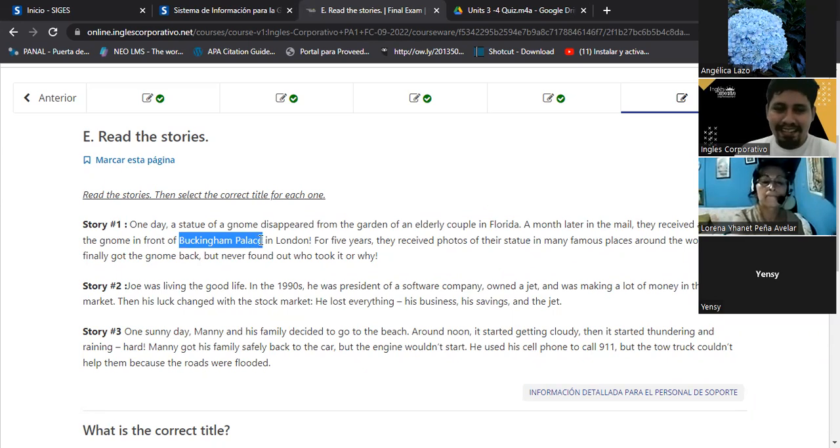You know what that is, right? Buckingham Palace? Yes, in London. You can look at that place there, Buckingham Palace, okay? So just listen. For 5 years, they received photos of this statue in many famous places around the world. So basically, that gnome was traveling around the world and people were receiving photos of it. They finally got the gnome back, but never found out who took it or why. They didn't know what happened, but it was real. Yes, this was true.